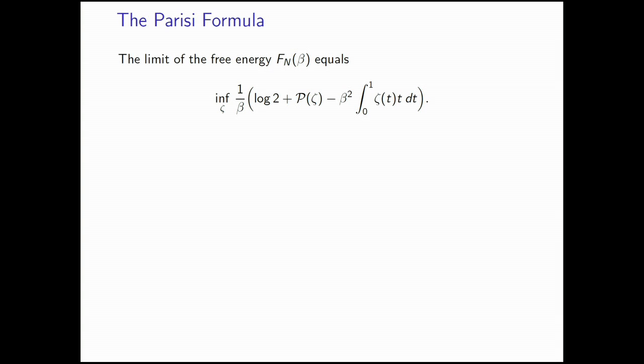So that's exactly what Parisi discovered. It is not the formula directly for the maximum, but the formula for the limit of the free energy. So let me show what the formula looks like. The limit for the free energy is given by this variational formula where you minimize over some parameter zeta. And as you can already see from the last term, zeta will be a function on [0,1]. You will minimize over functions on [0,1].